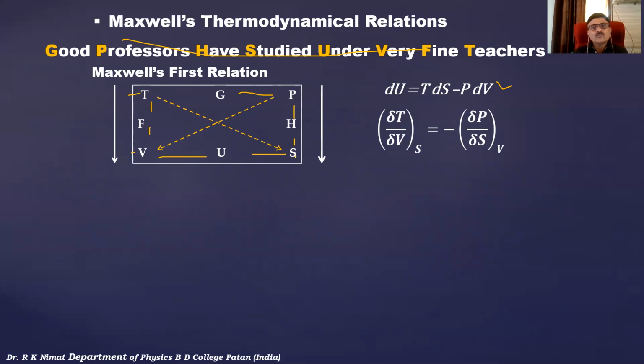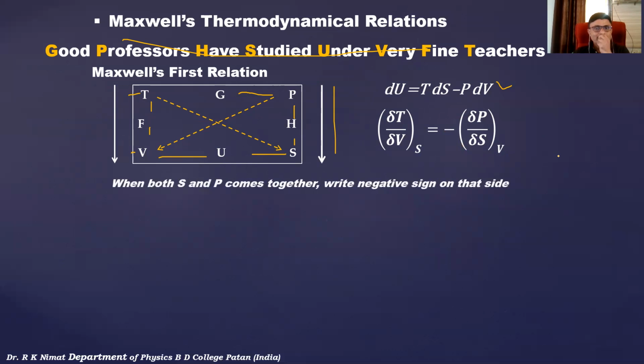The end point of the arrow is the constant variable. And similarly, delta P by delta S, at the end point of this arrow, at constant V. So you have to write this V. And when to write this minus sign? So the minus sign is used when S and P come together. You have to use the minus sign whenever S and P come together.